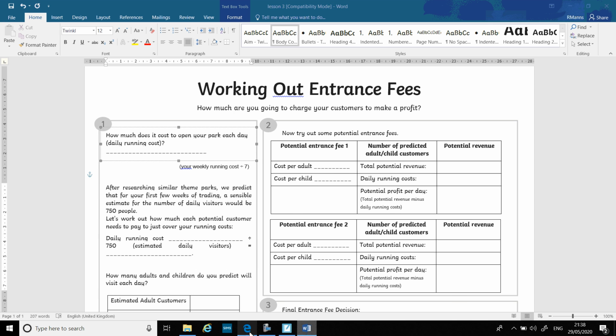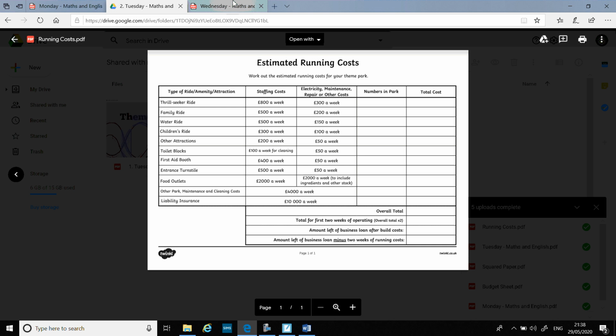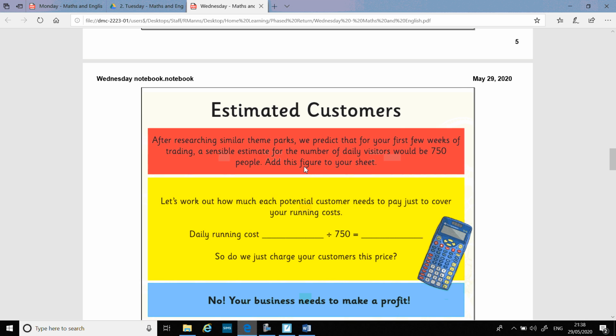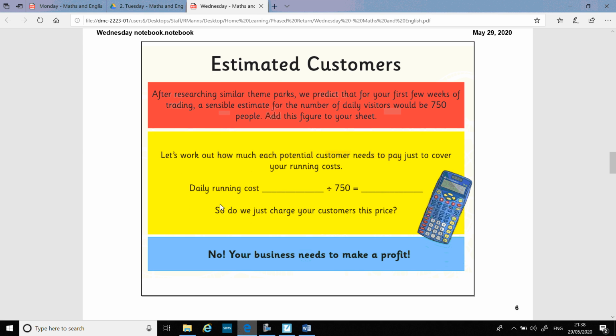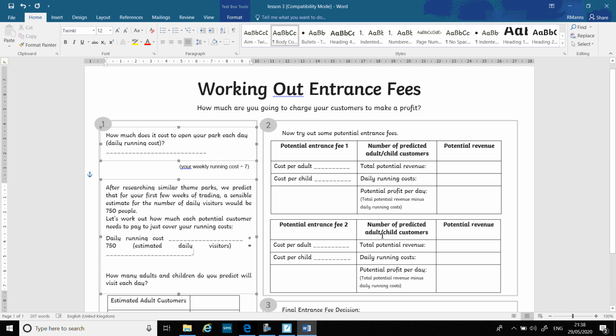Okay, it says that on, I've lost it now, where is it? On here. So whatever you work out there, do we just charge our customers this price, say £10? No, because your business needs to make a profit. So we need to charge a bit more than that.